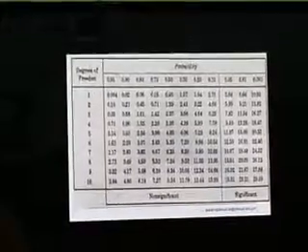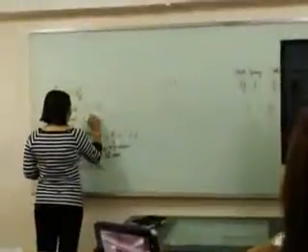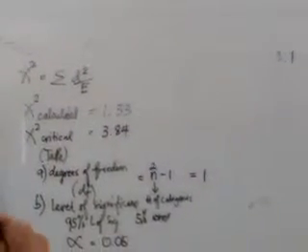Okay, 3.84. Does it make sense now? Yes. What is the sense? What is the sense, knowing your calculated is 1.33 and your chi-square critical is 3.84? Does it make sense now? Not yet.